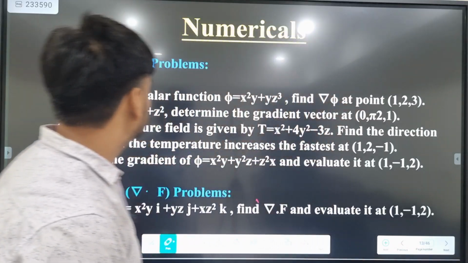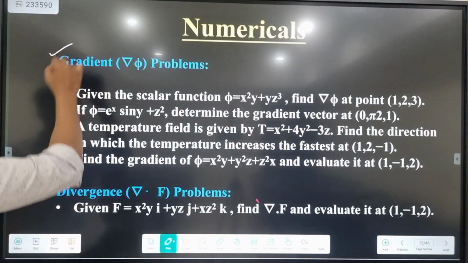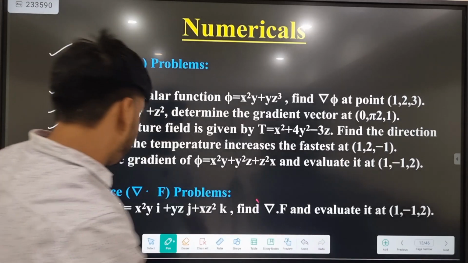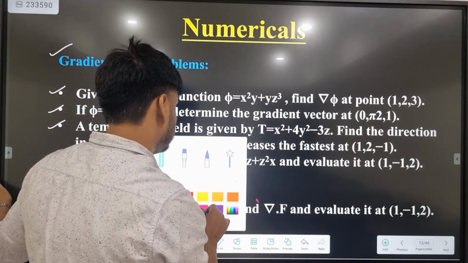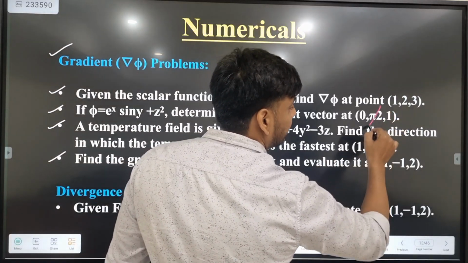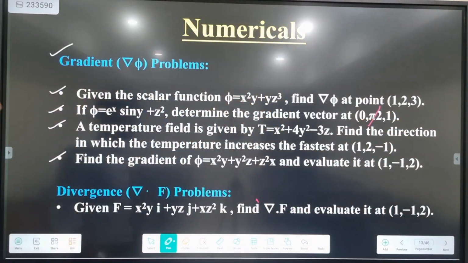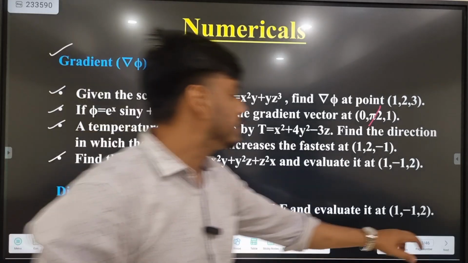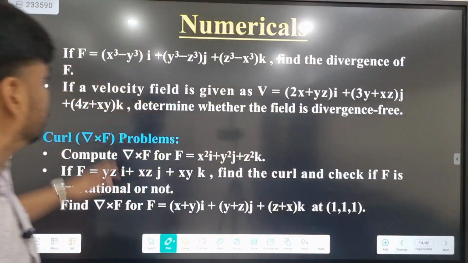So there are some numericals for you. For gradient, we have 4 questions. For divergence, we have some questions here. Take note of these questions and do all the numericals. This is pi by 2. Here you can see it is pi divided by 2. Okay, these are some questions. Similarly, on the next page we also have some other questions.